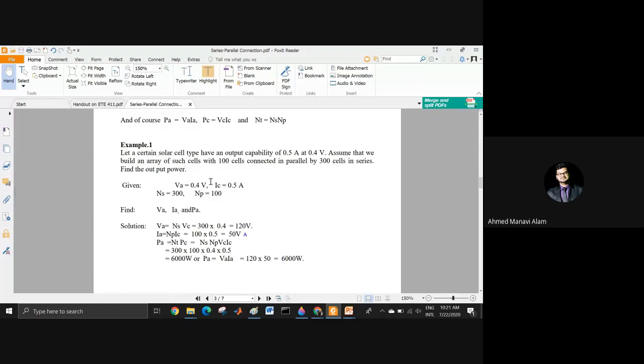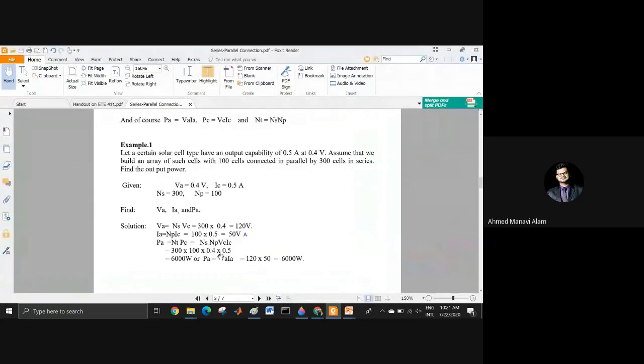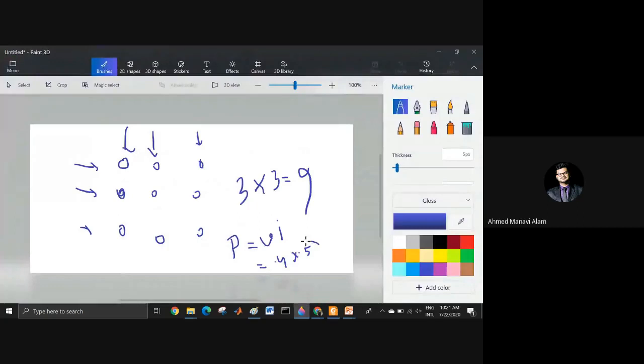Now if I ask you that one PV cell has a voltage of 0.4 volt and current of 0.5 ampere, then what is the power? What is the formula of the power? We know the formula of power P is equal to VI. So here my V is 0.4, my I is 0.5. Whatever the answer comes, this is also one PV cell's power.